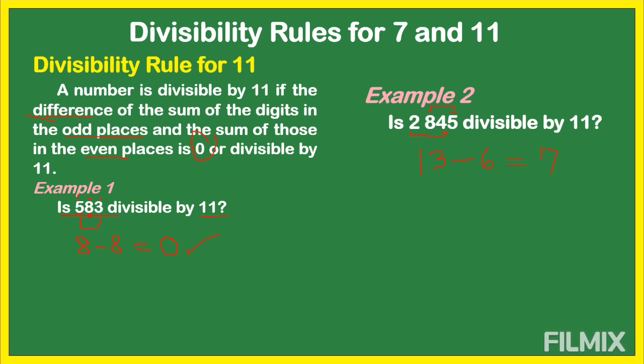Then we're going to evaluate whether 7 is divisible by 11. Of course, that is not. And so our answer is not 0. So, 2,845 is not divisible by 11.